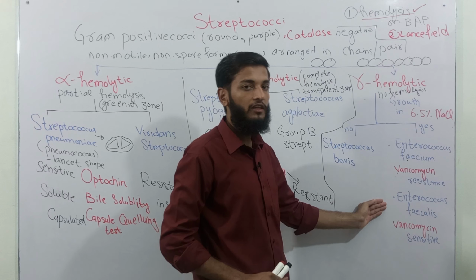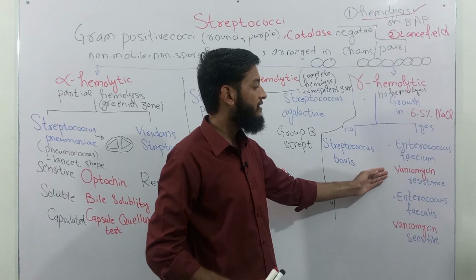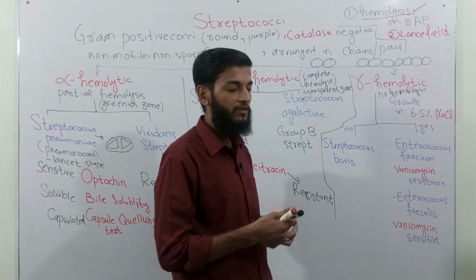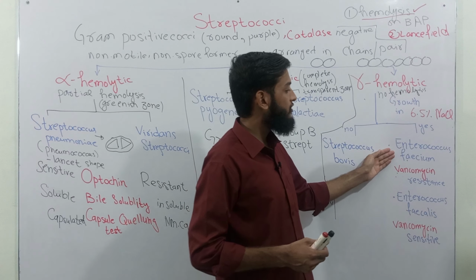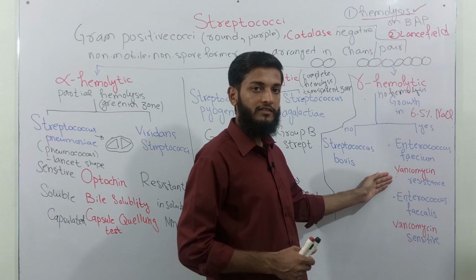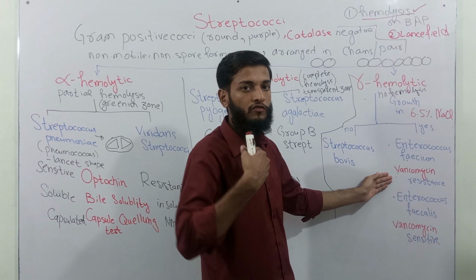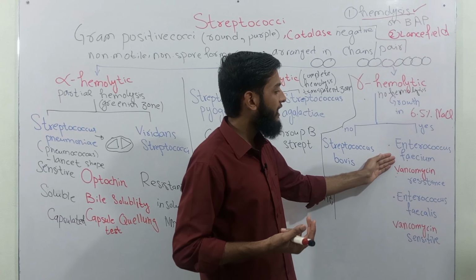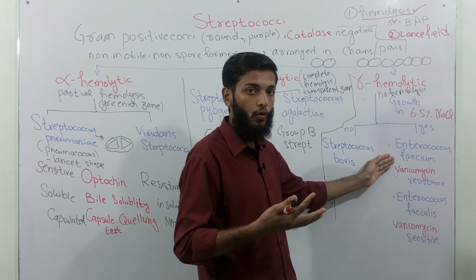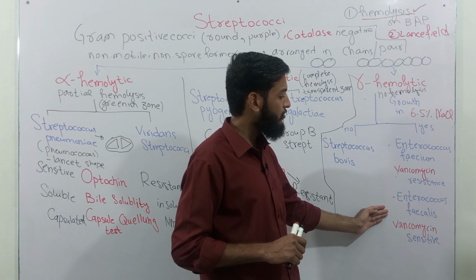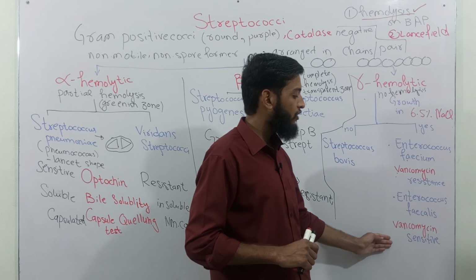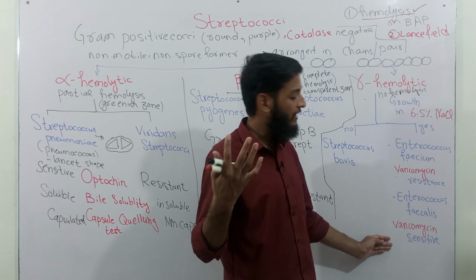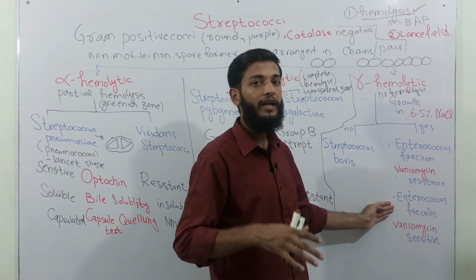To differentiate between Enterococcus faecium and Enterococcus faecalis, vancomycin is the antibiotic used. Enterococcus faecium are vancomycin resistant. That means in the presence of vancomycin, Enterococcus faecium can grow. Whereas Enterococcus faecalis are vancomycin sensitive. That means if vancomycin is present, these bacteria cannot grow.